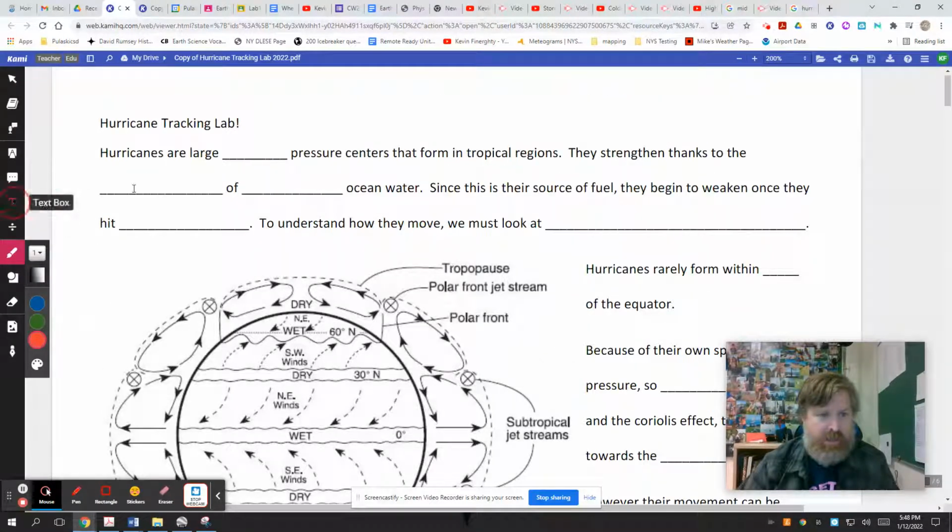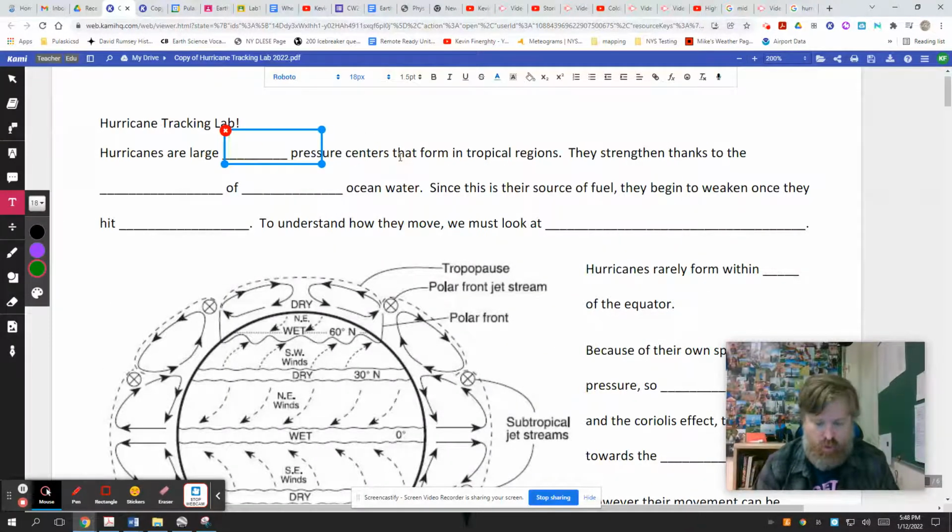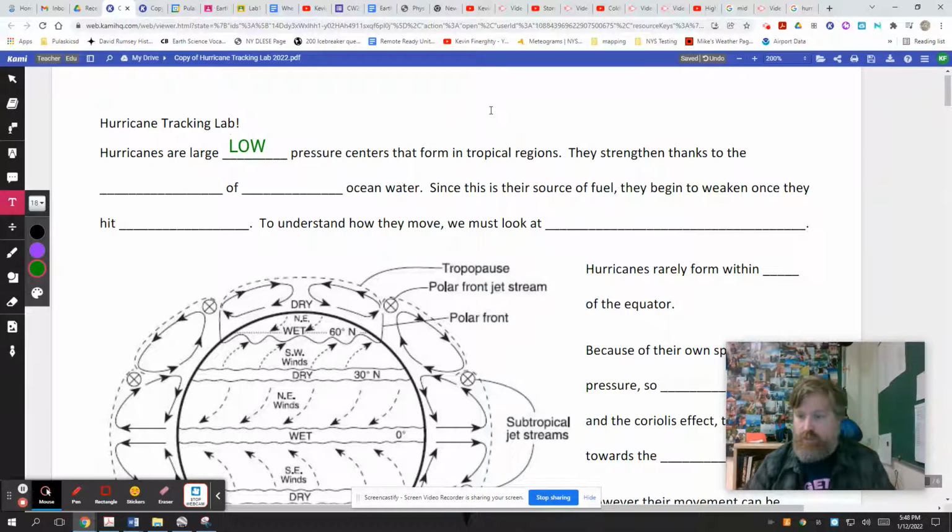So what are they? Hurricanes are large, low pressure centers. Lows, those are storms. Highs, nice and dry, clear, blue skies. Anything that's associated with bad weather is going to be low pressure systems. They strengthen. This is going to be the answer to some questions later.